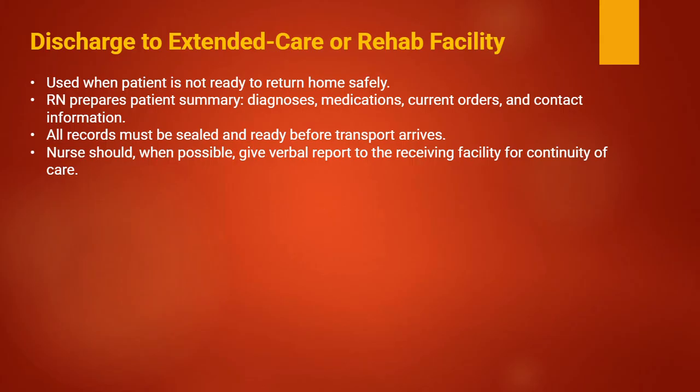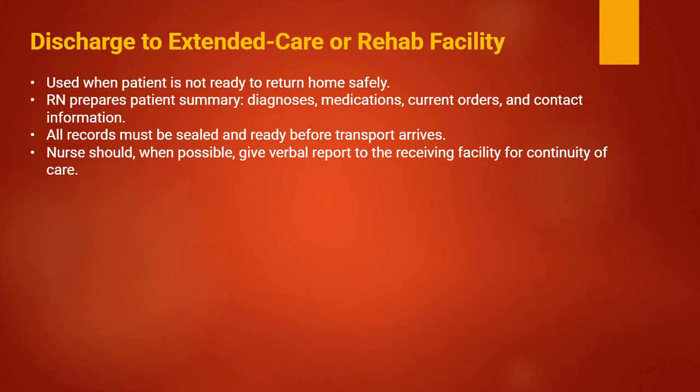When a patient cannot safely return home after hospitalization, the next step may be discharge to an extended care or rehabilitation facility. These facilities provide continued care for patients who still need medical monitoring, physical therapy, wound care, or assistance with daily activities. The transition to these settings must be carefully coordinated to ensure continuity of care and patient safety.